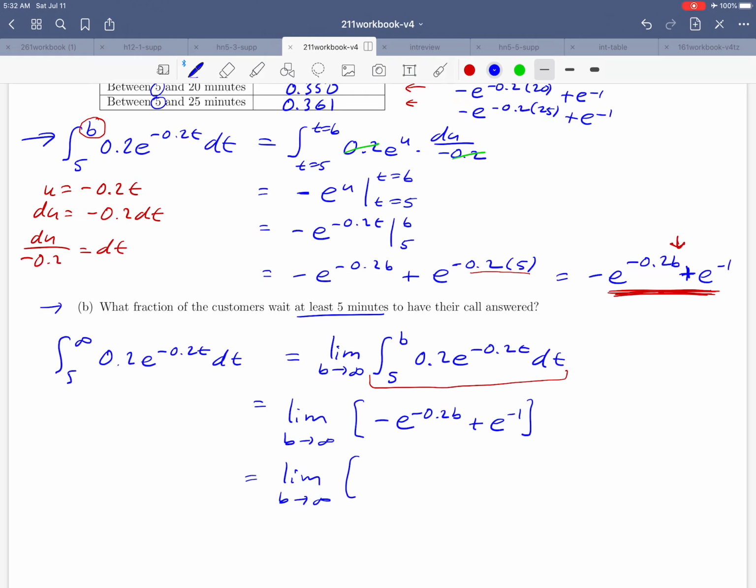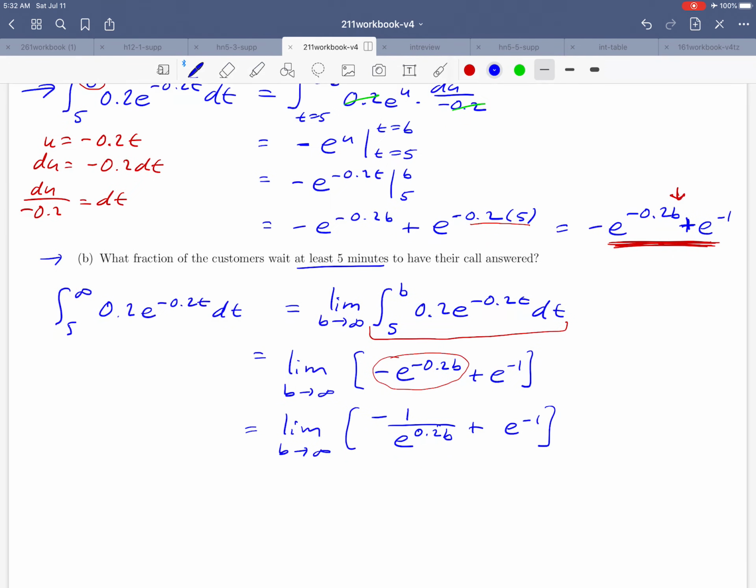Just to help us think about this, I'm going to rewrite the first term that we have here, this minus e to the minus 0.2b. Notice that there's a negative sign in that exponent, and so sometimes it helps to rewrite that. I'm going to move that into the denominator, which is going to change the sign on the exponent. And then e to the negative 1, I'm just going to leave that one alone. e to the negative 1 is just a number. Okay, and so here's what it comes down to, folks. We need to figure out what happens to this fraction as b goes to infinity.